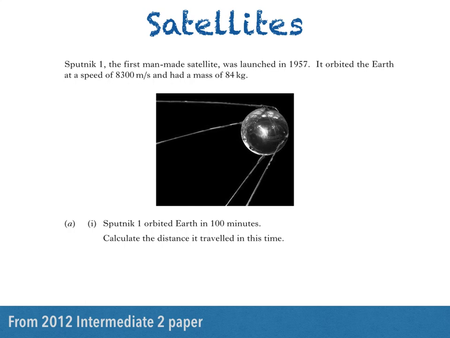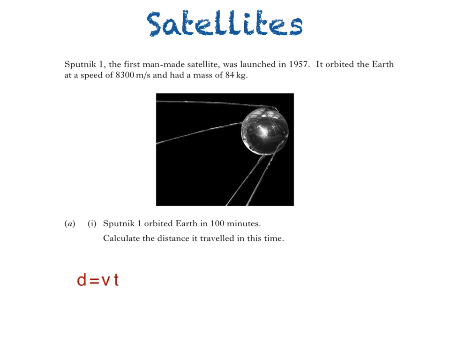Sputnik 1, the first man-made satellite, was launched in 1957. It orbited the Earth at a speed of 8,300 metres per second and had a mass of 84 kilograms. We're then told that Sputnik 1 orbited Earth in 100 minutes, and asked to calculate the distance it travelled in this time. Now this is a fairly straightforward question, as long as you remember to convert the time of 100 minutes to seconds. We're using this equation: distance d is equal to speed v multiplied by time t.